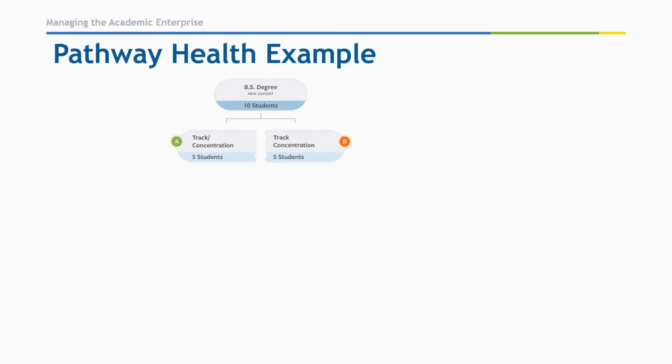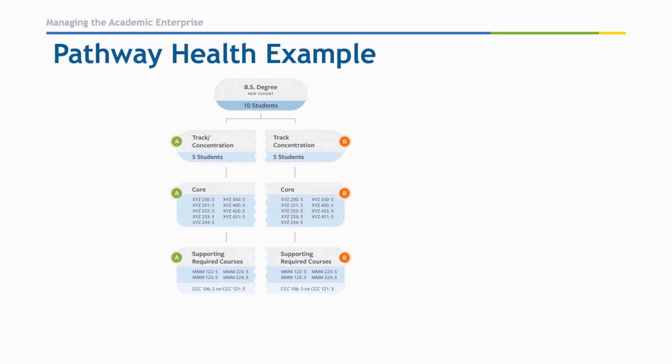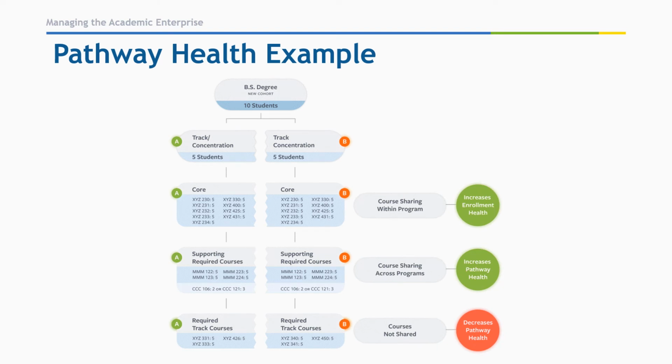So pathways can obviously play into this as well. We analyze the pathways, and we're looking at 2 key things: course sharing and course choice. Sharing is when a course can be used in multiple places within a pathway, or more commonly across multiple different pathways, to increase the overall health of that course.